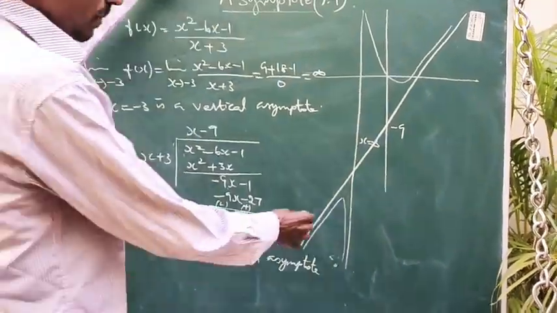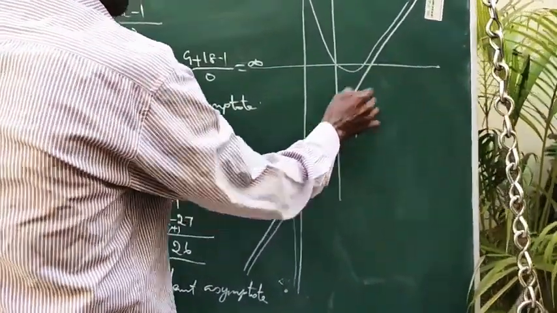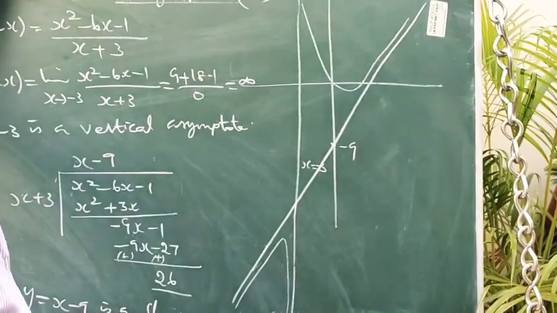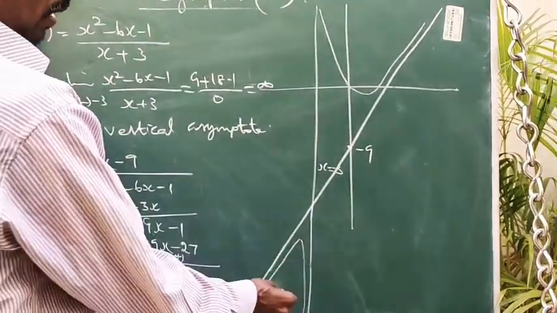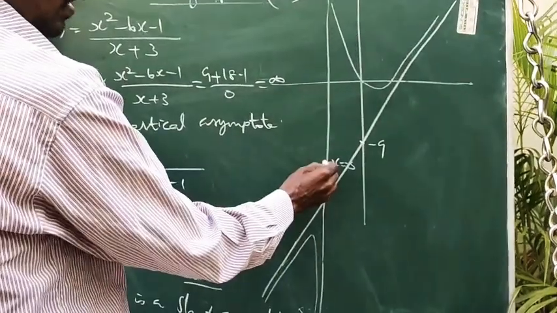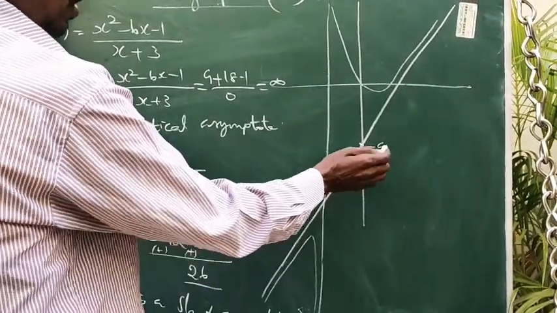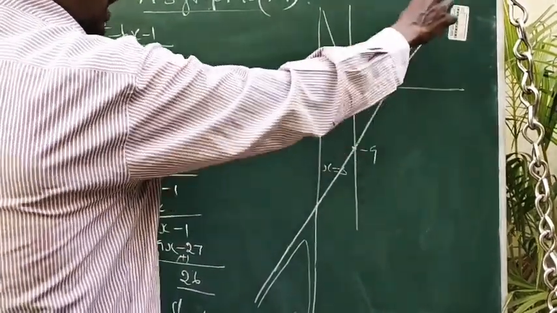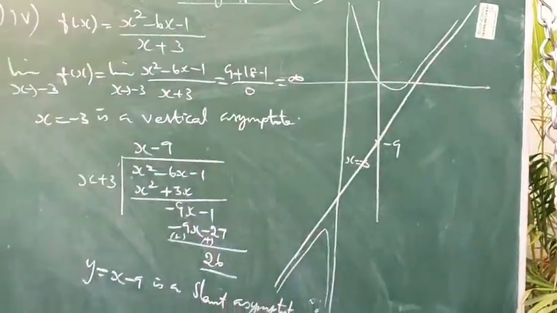So look at the diagram. It is minus 9. So the slant asymptote passes through y equal to minus 9. And the curve exists, asymptotic to both the lines. x equal to minus 3 is the vertical asymptote and this is the slant asymptote. The curve exists between the two.